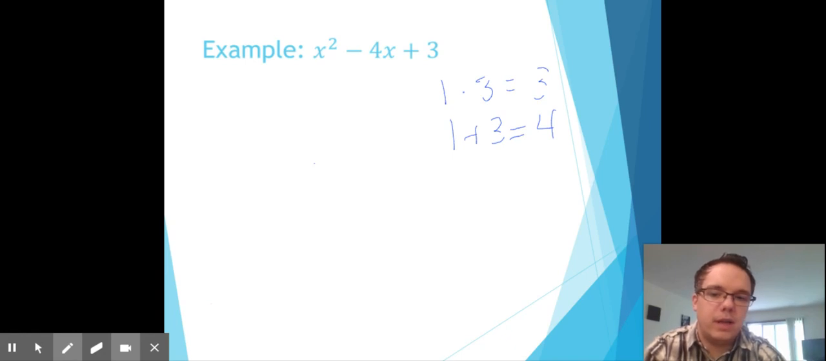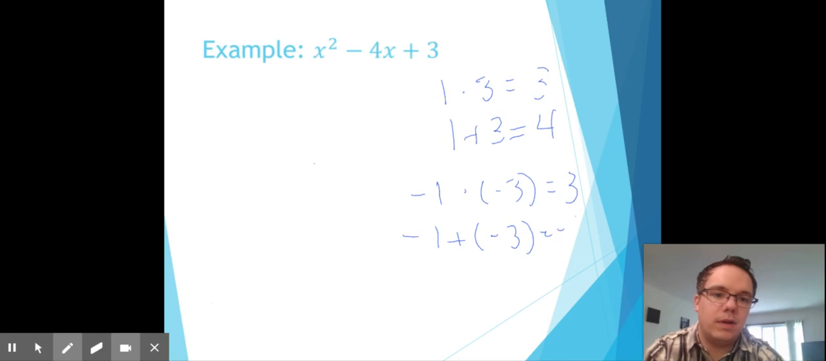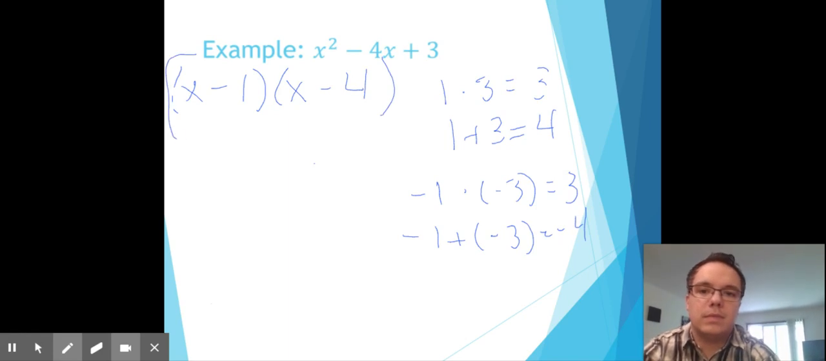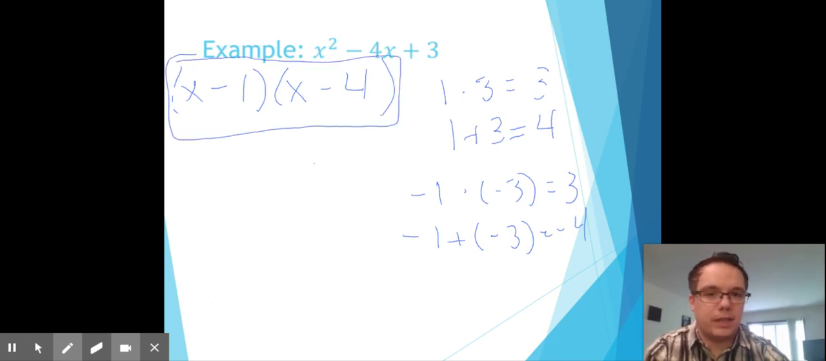Well, another set of numbers that multiply to get positive 3 are negative 1 times negative 3. That gets me positive 3. And then if I take negative 1 plus negative 3, I get negative 4. So when I factor x squared minus 4x plus 3, the two numbers that multiply to get a positive 3 and add to get a negative 4 are negative 1 and negative 3. So I'm going to have x minus 1 times x minus 4. So that is our factorization of x squared minus 4x plus 3.